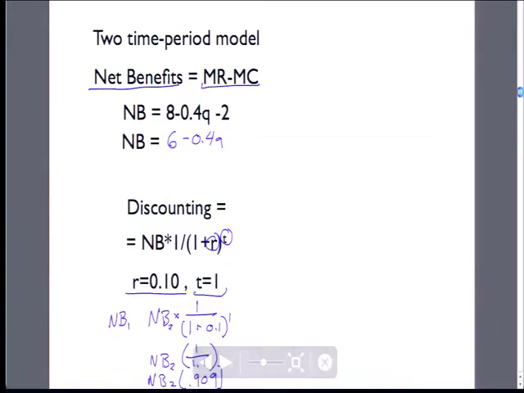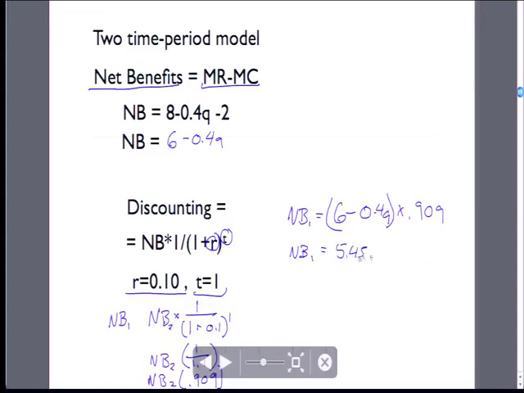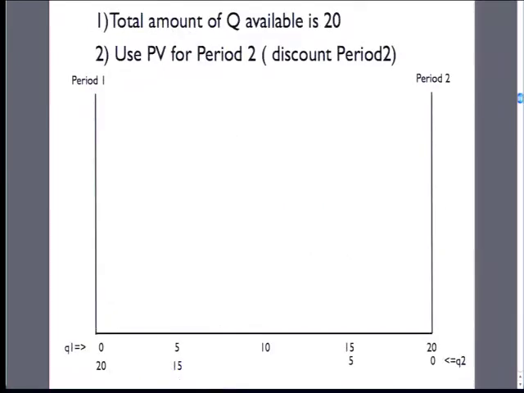This 0.9 is our discounting term, the amount that the next time period's benefits we're going to depreciate into this time period. So let's combine these two, right? The net benefit in period 1 is going to equal this net benefit, 6 minus 0.4 Q, times this depreciation term. So 0.909 times 6 is 5.45, minus 0.909 times 0.4, 0.36 Q. So we have this adjusted demand curve for depreciating our second period benefits into our first period values. So we want to graph this.